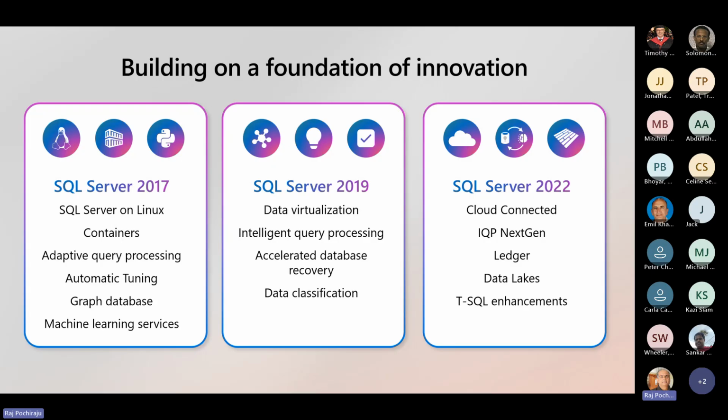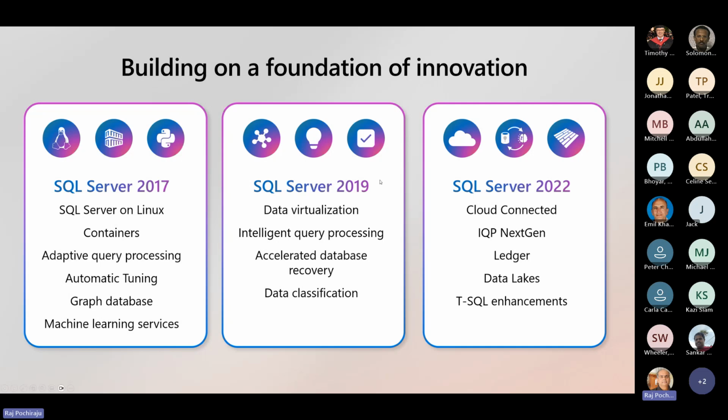2022 is more of a cloud-connected release. For the first time in 2022, we introduced the MI link, the SQL Server Managed Instance link, so that you can use the managed instance service in the cloud as a disaster recovery site, or as a matter of fact, you can use MI link even for cloud migrations as well. So SQL Server 2022 is more of a cloud-connected system to begin with. And then Ledger is another feature that we enabled in SQL Server 2022 that really helps you track the data. And there are a bunch of T-SQL enhancements we also enabled as part of 2022. So that's kind of a history.